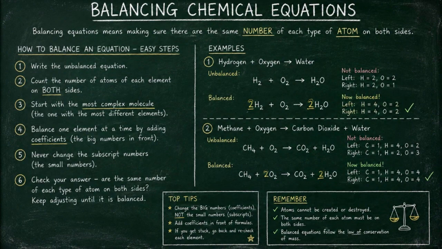Now, balancing chemical equations. Balancing ensures the same number of each type of atom appears on both sides of the equation, because atoms are never created or destroyed. Follow these steps.